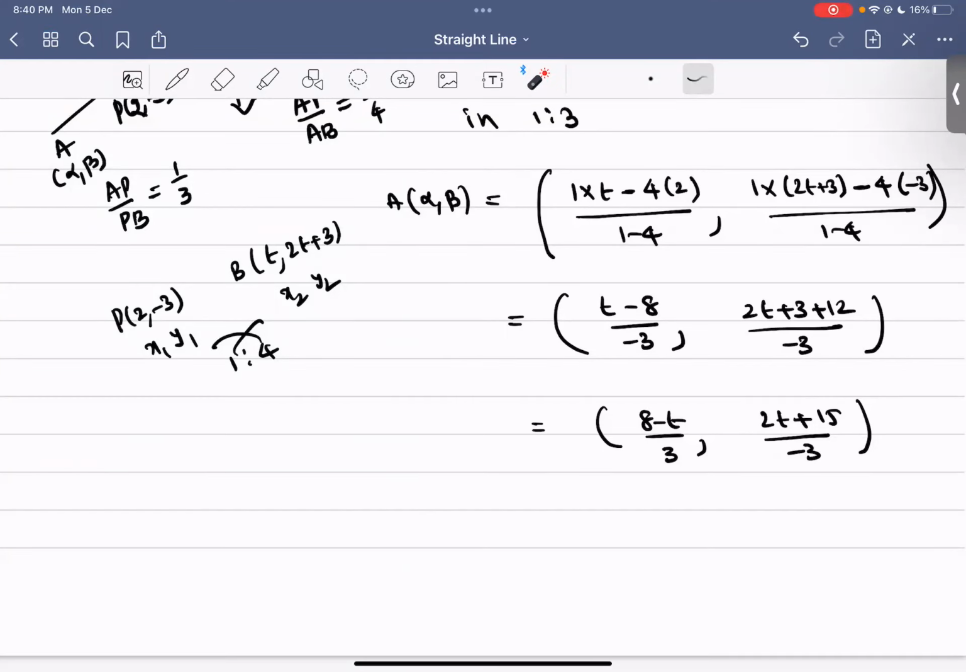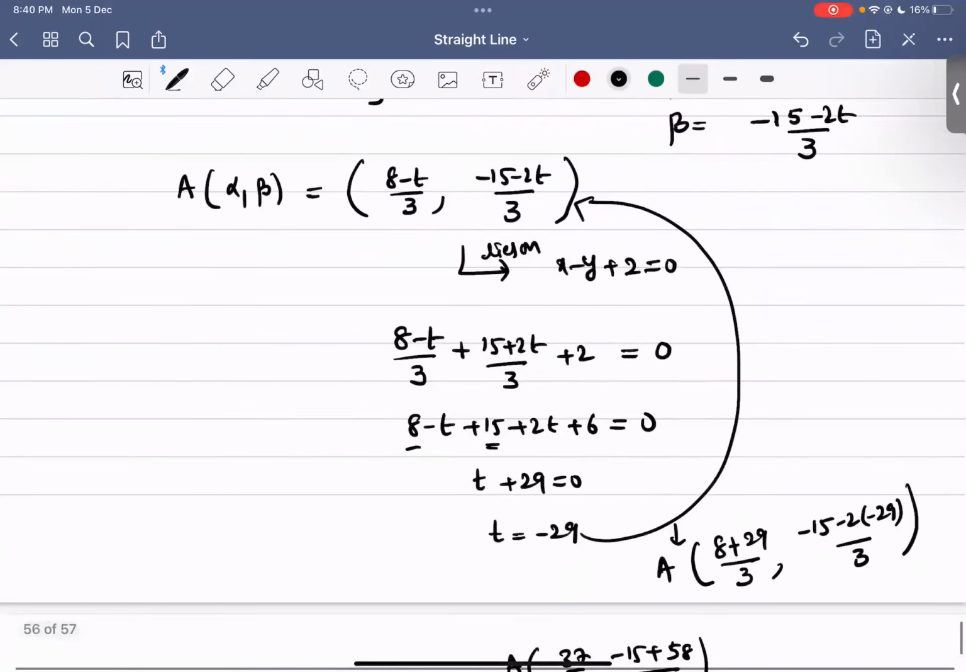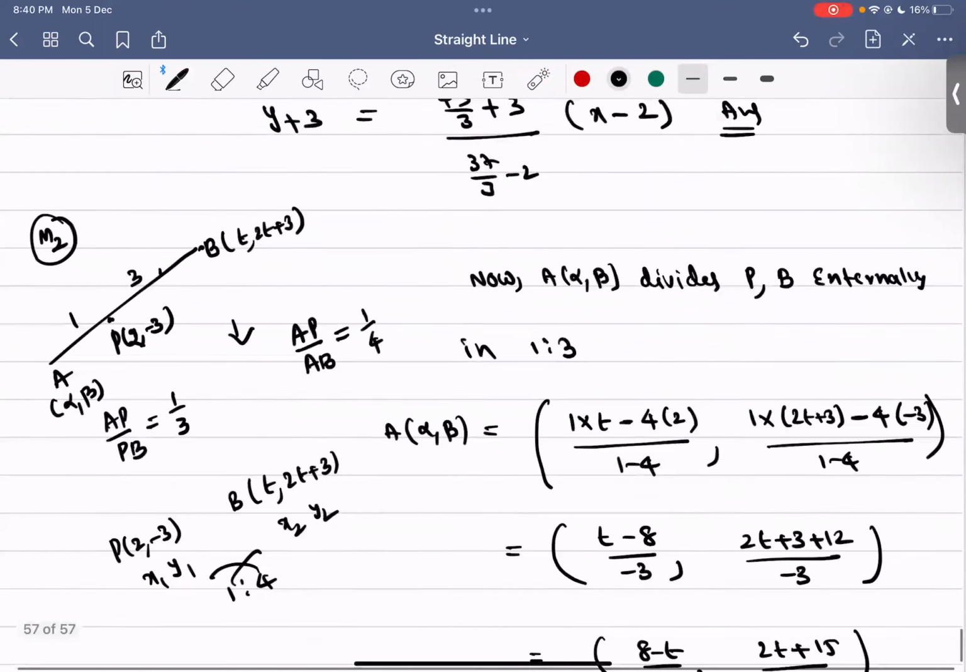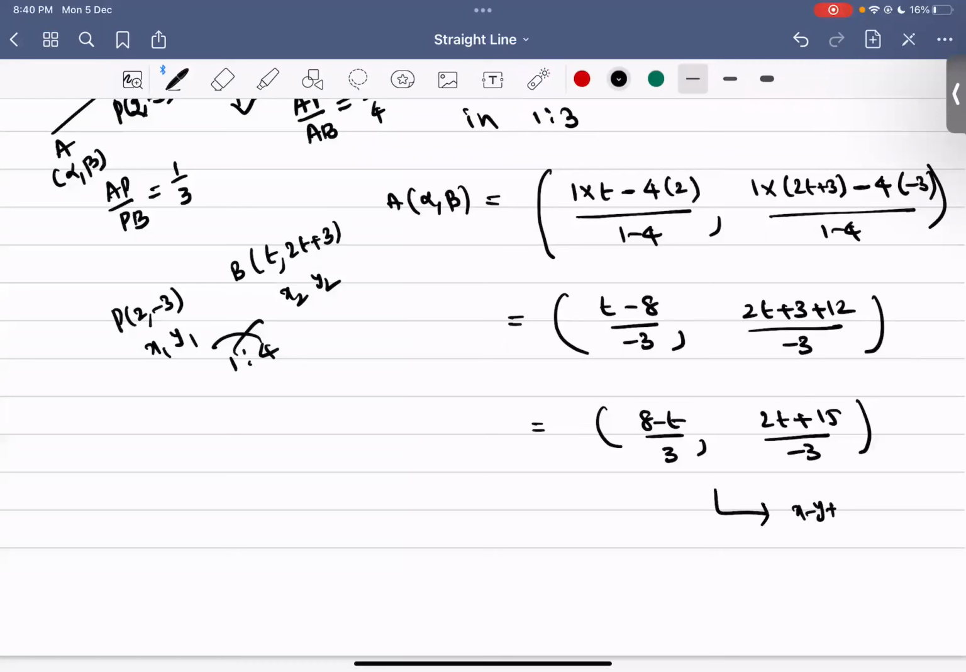I will not solve it. The remaining part is this: A lies on the line, same as before. Which line does it lie on? x minus y plus 2 equals 0. The remaining part is the same.